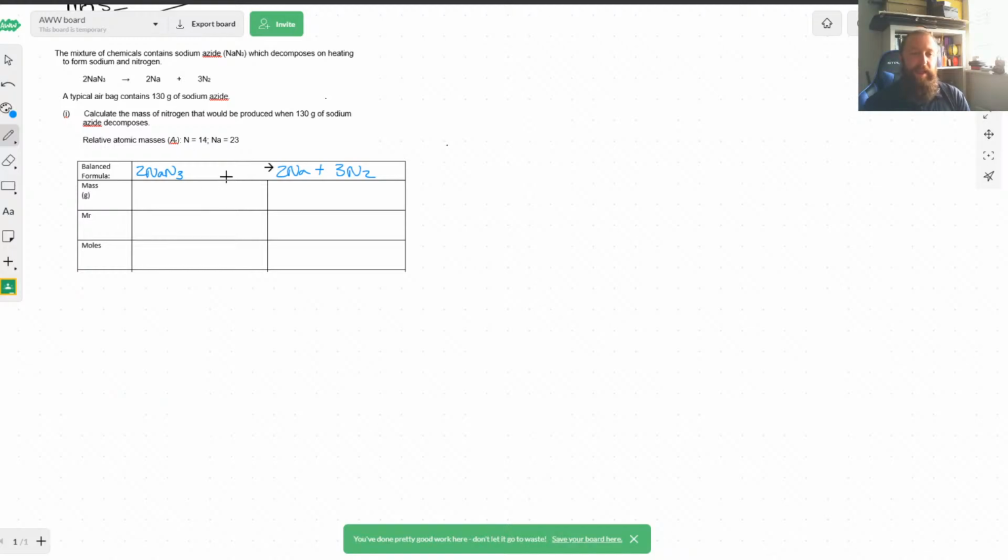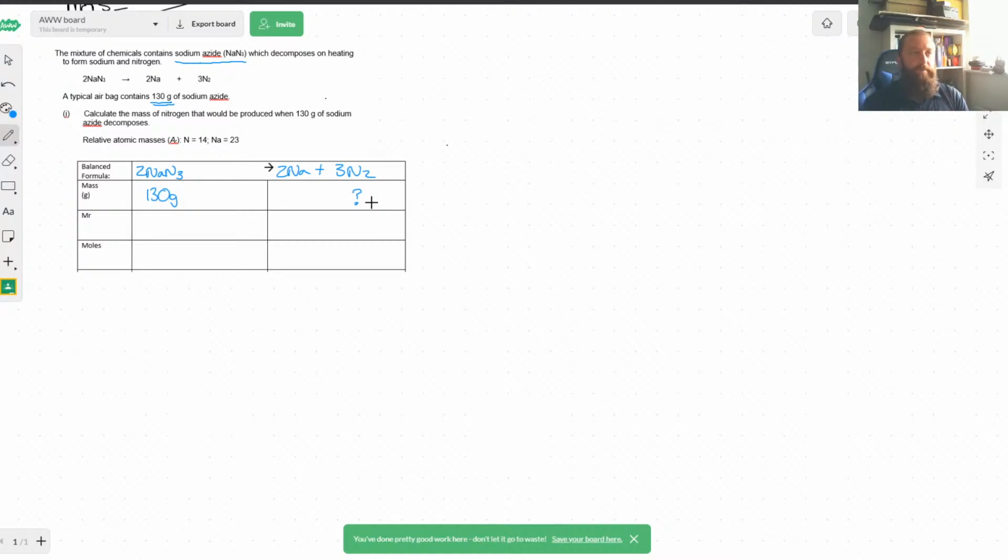Anyway, let's carry on. I'm going to copy the mass across, 130 grams, and I'm just going to copy that in under the sodium azide, which it says is NaN3. So even if we didn't know, and I wouldn't expect you to know what sodium azide is, it tells us in the question. So it's one of those things of RTFQ, read the flipping question. A lot of the information is going to be in there. So that's 130 grams, and it wants to work out the mass of nitrogen, which is this one, that is produced.